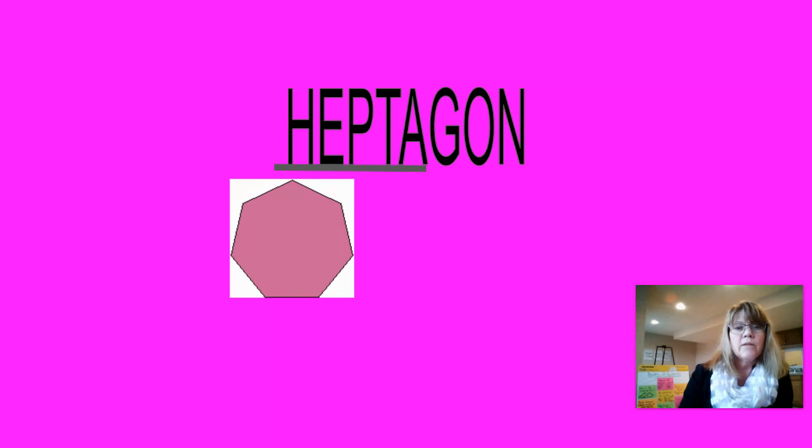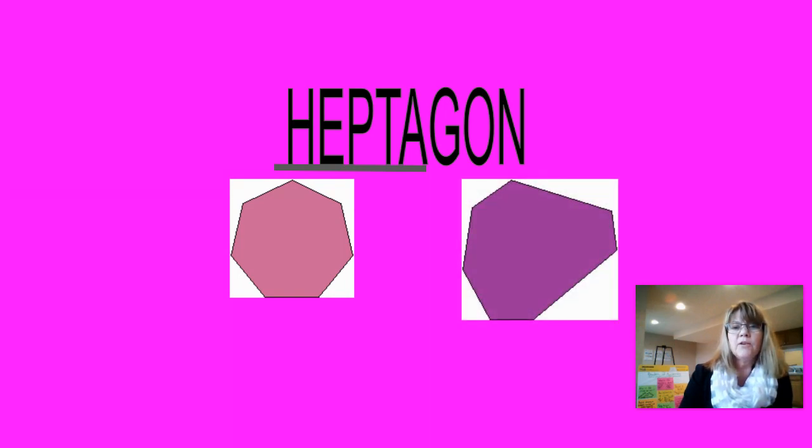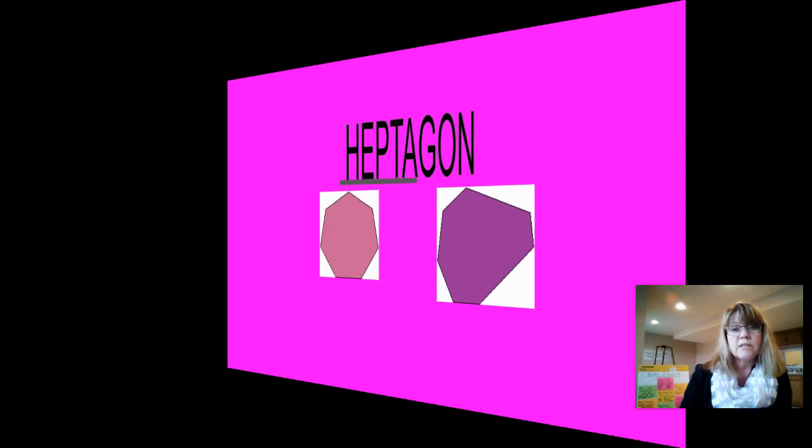Next, we are going to look at, yes, you're right, 7 sides, a heptagon. Hepta means 7 in Greek, and here is a regular heptagon. Here is an irregular heptagon. Each of them has 7 sides, which also means they have 7 angles.